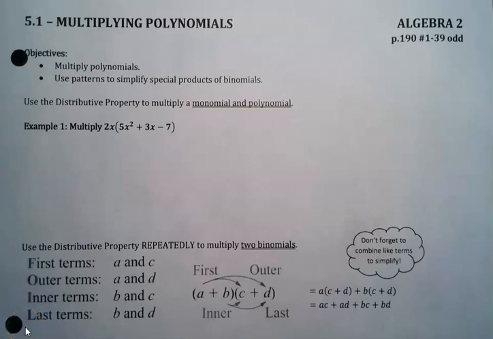All right, today we are starting chapter 5. We're doing 5.1, multiplying polynomials. Our objectives are to multiply polynomials and to use patterns to simplify special products of binomials.